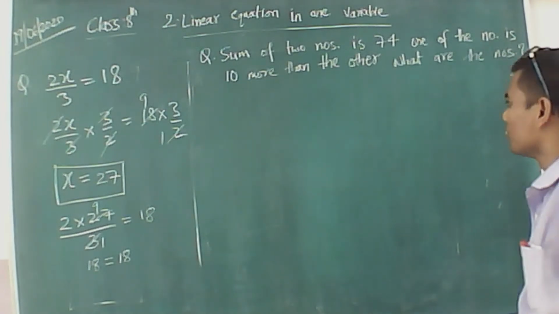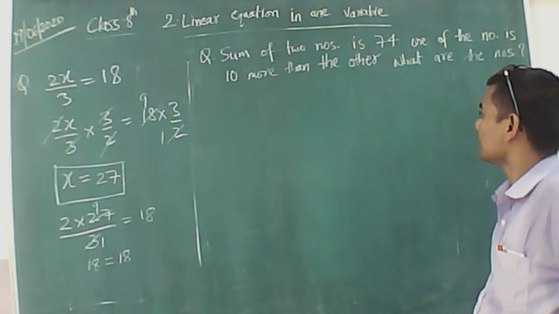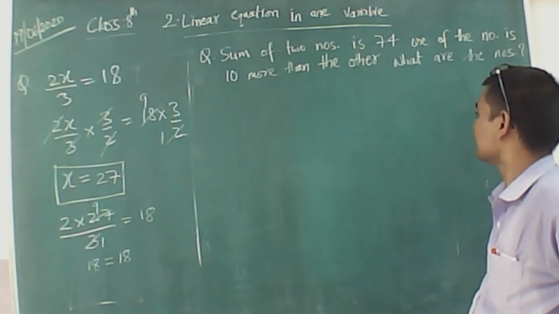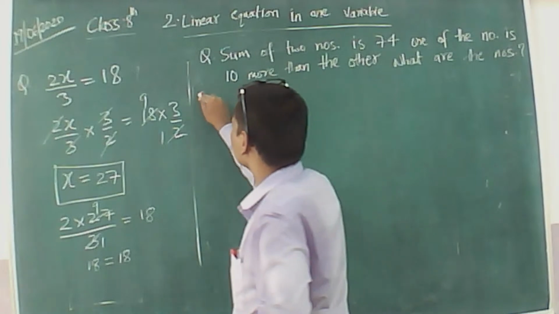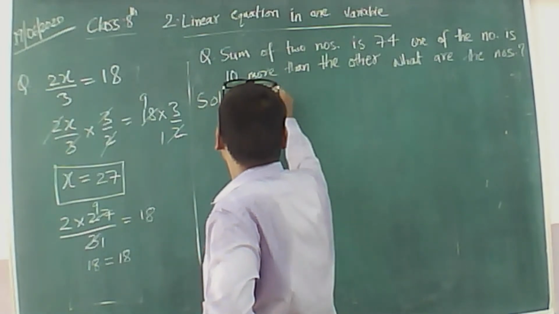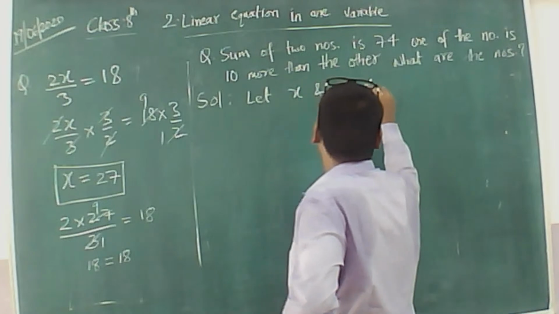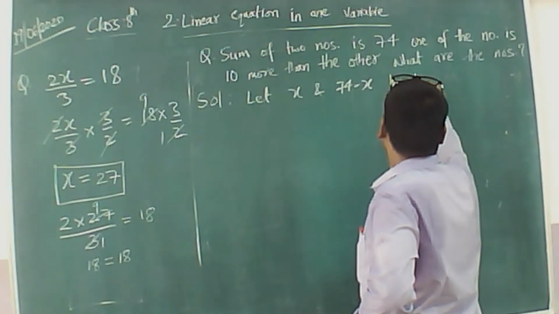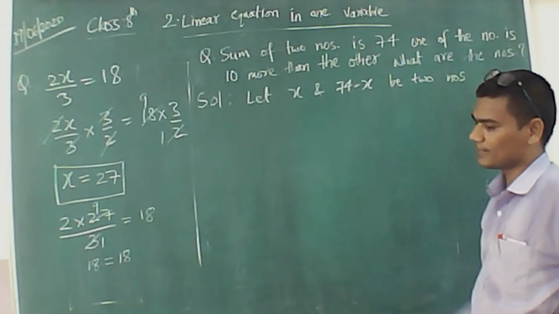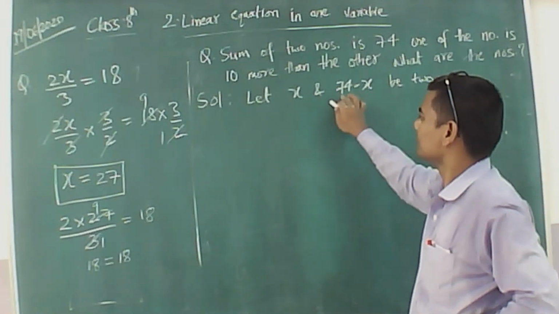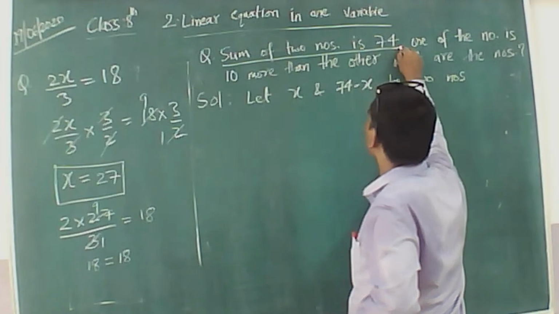Okay, so we do not know the numbers, but we know that their sum is 74 and one of them is 10 more than the other. What are the numbers? So let x and 74 minus x be the two numbers. Why are we taking x and 74 minus x as the two numbers? Because their sum is 74.